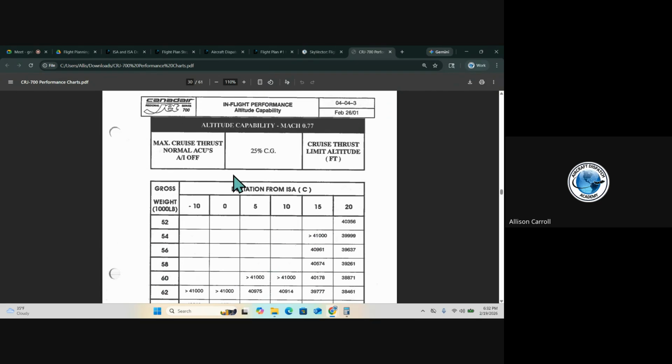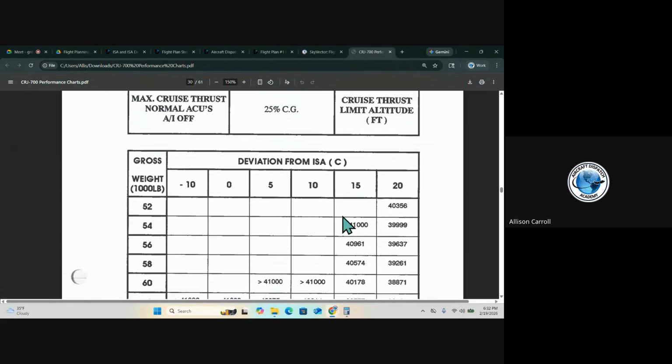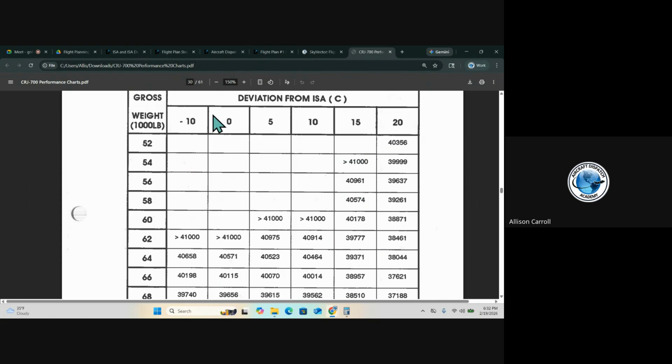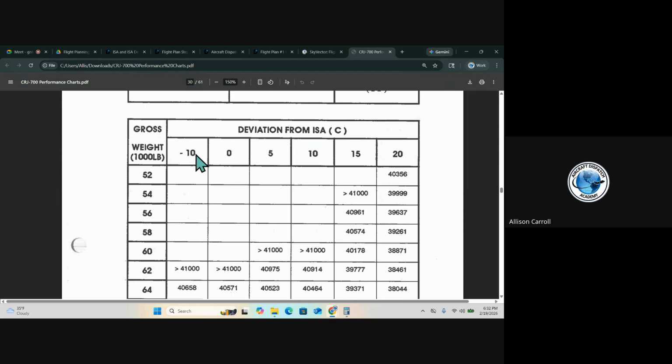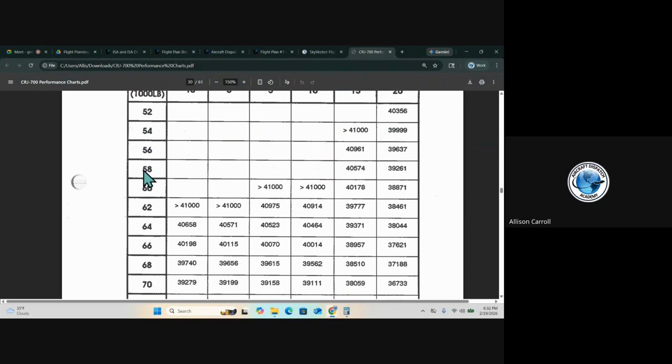But this is our altitude capability chart. With this table, we have this top row, which is our deviation from ISA, and then the side column over here, which is our gross weight. Again, we are taking off to a certain altitude, so this is going to be our takeoff weight, and we just figured that out with our weight and balance.